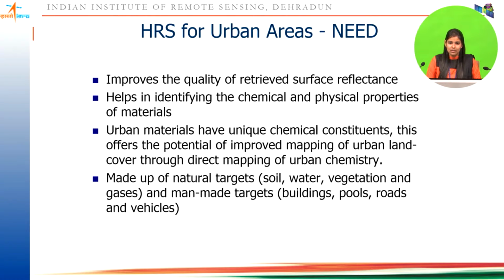these different chemical compositions. With the help of HRS data, it improves the quality of the surface reflectance and helps in identifying the chemical and the physical property of the materials. Because of the chemical constituent of the materials present within the urban canopy, it offers the potential of mapping the urban land use land cover with great precision and more quality. As I already mentioned, it is made up of natural targets and man-made targets, hence it becomes more complex to differentiate between these targets within the urban morphology.